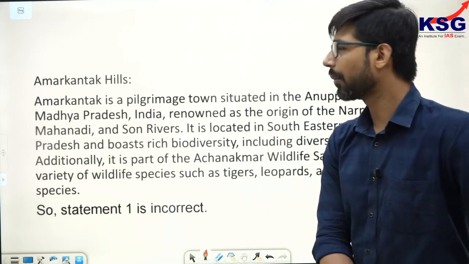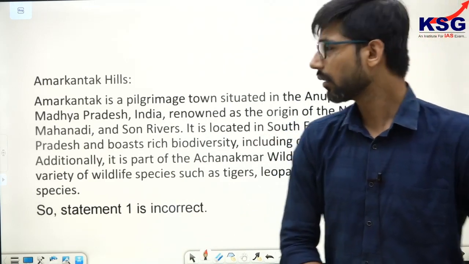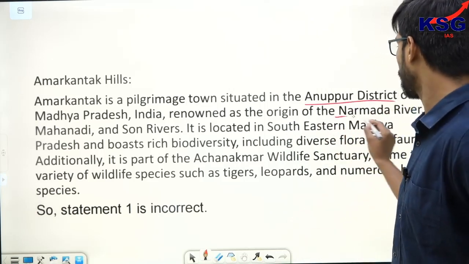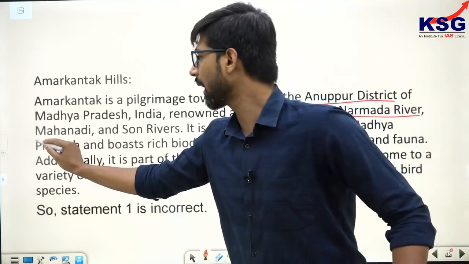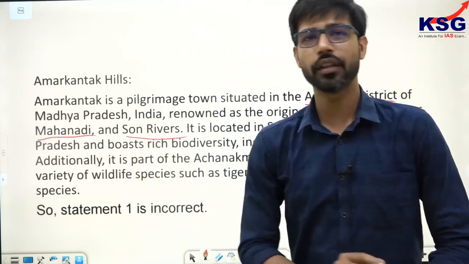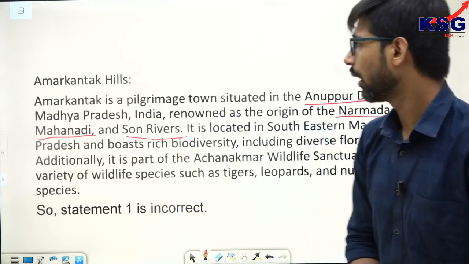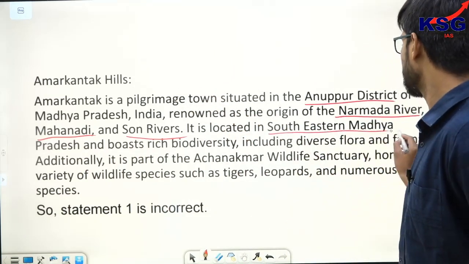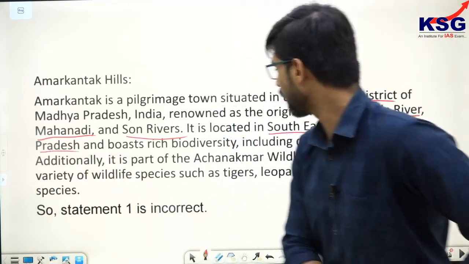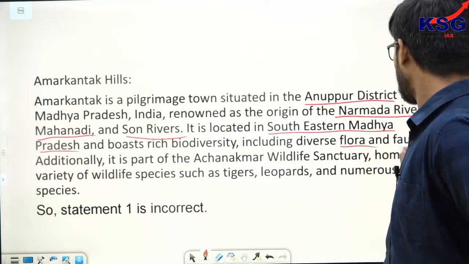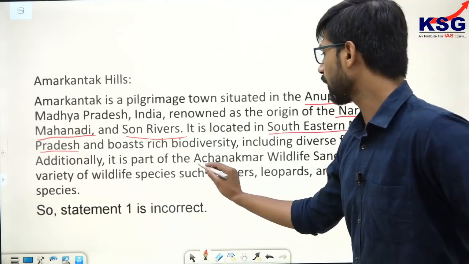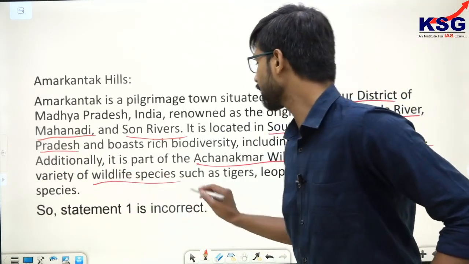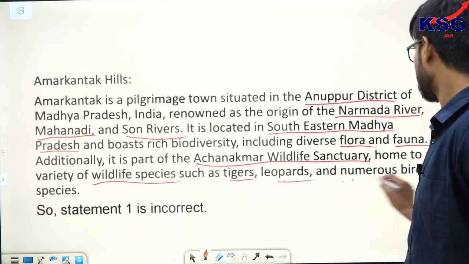First, Amarkantak Hills. Amarkantak is a very prominent pilgrimage site located in Madhya Pradesh, in the Anuppur district. It is renowned as the origin of the Narmada River. Apart from that, the Mahanadi as well as the Son River also originate from the Anuppur district of Madhya Pradesh, wherein the Amarkantak Hills lie. It is located in southeastern Madhya Pradesh and boasts very rich biodiversity, including diverse flora as well as fauna. Additionally, it is also a part of the Achanakmar Wildlife Sanctuary, which is home to a variety of wildlife species such as tigers, leopards, as well as numerous bird species.